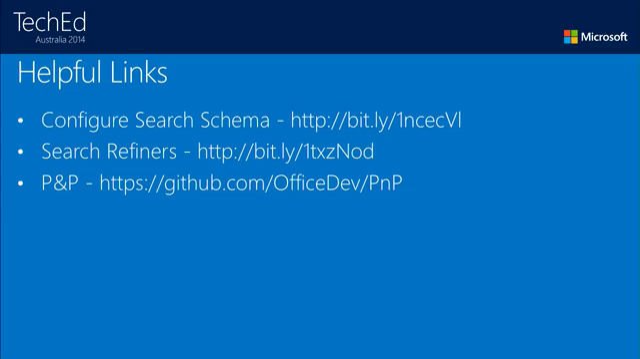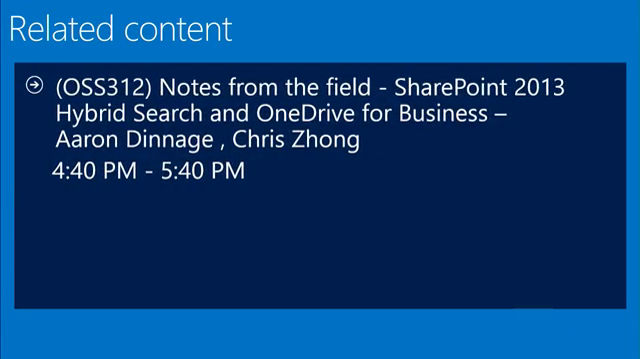There are some helpful links at the end of this slide which you can grab. The patterns and practices ones I would highly recommend. Those are samples that the Microsoft team have done and are sending out. And the top two are the bits I followed for building the search schema and the custom refiners for your content types. There's another presentation at 4:40 on building hybrid search with OneDrive. Highly recommend that. Please do check it out.